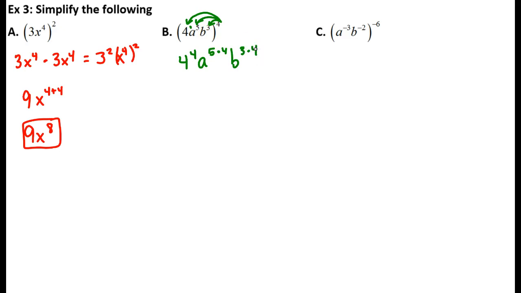So now I'm just going to simplify here. Remember, 4 to the 4th is 4 times 4 times 4 times 4, which is 256. 5 times 4 is 20, so that's a to the 20th. 3 times 4 is 12, so that's b to the 12th. So my final answer is 256 a to the 20th, b to the 12th.